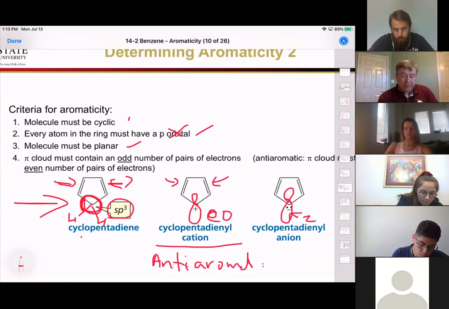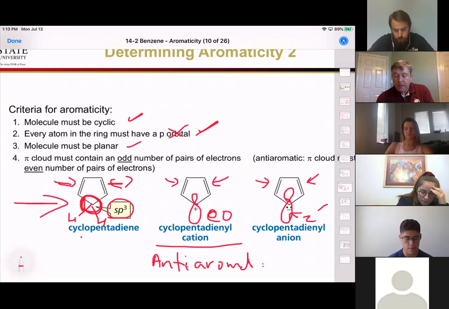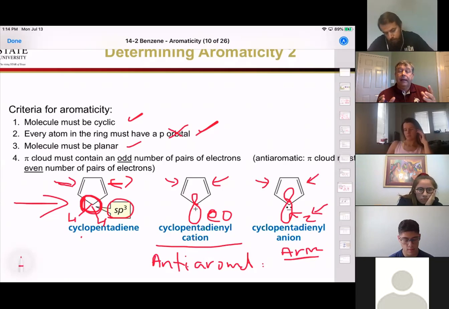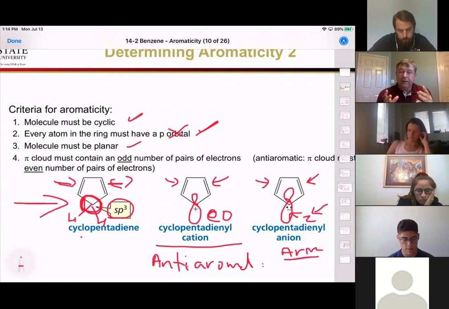We have it planar, we have it cyclic, we have a p orbital on every atom, and now we have 1 pair, 2 pairs, 3 pairs of electrons. That's an odd number of pairs of electrons, which means this is an aromatic compound, and it's an aromatic anion, okay? So aromaticity does not have to be a neutral compound, it can be a charged compound. If the electrons are in a p orbital and you have the right number of electron pairs, okay?